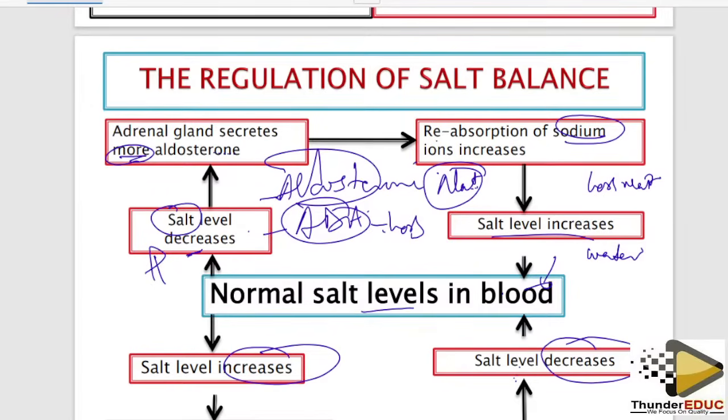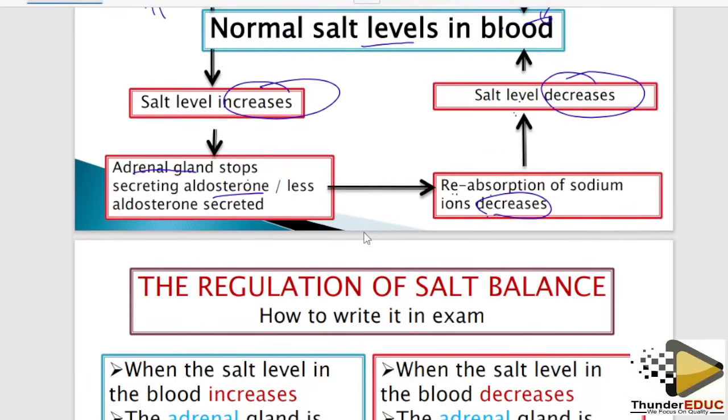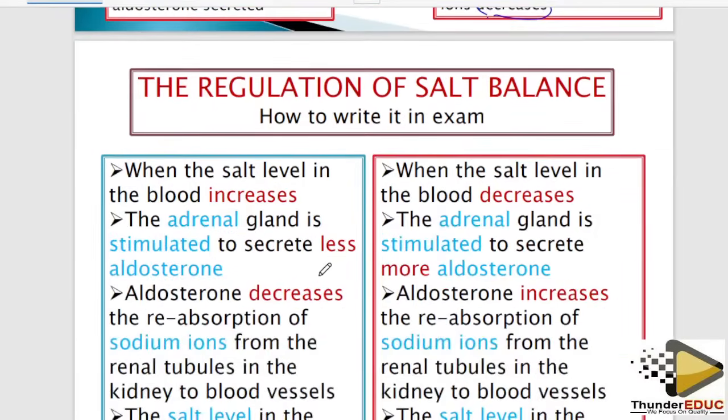Yes. So I think I'm clear there. Then how do we write in exam? We write in exam that when the salt level in the blood increases, the adrenal gland will be stimulated. When it's stimulated, what happens? It's going to secrete less. It's going to produce what? Less aldosterone.